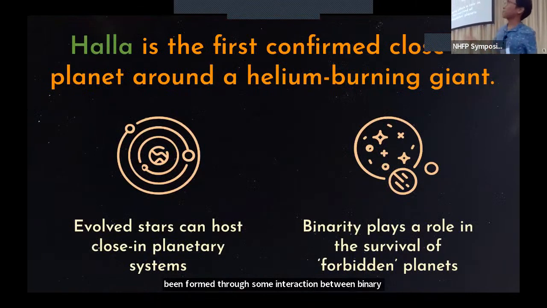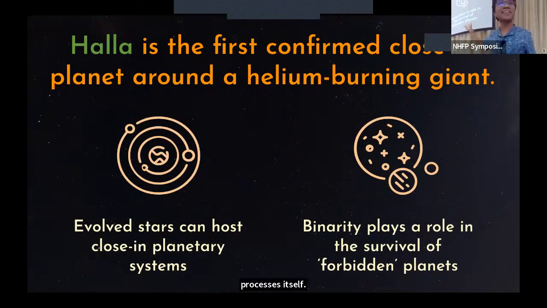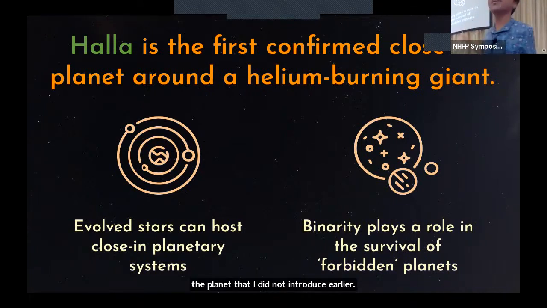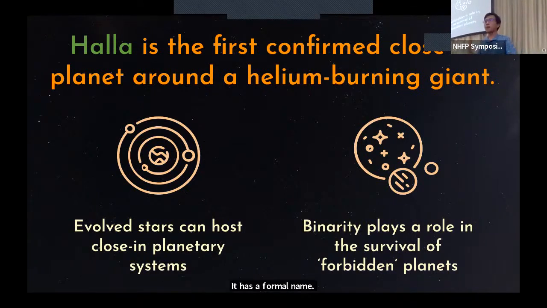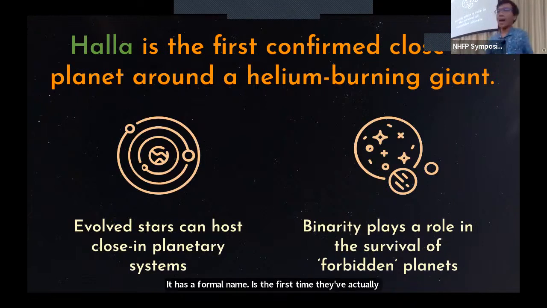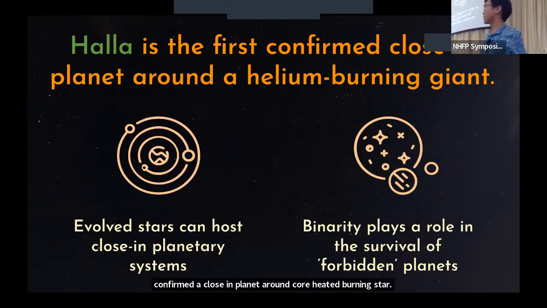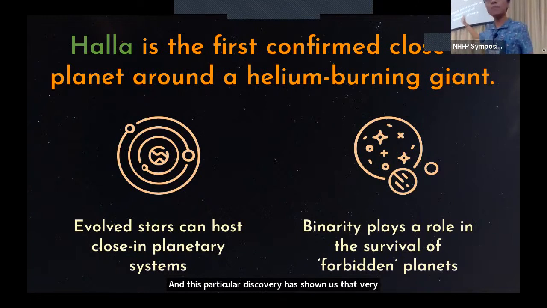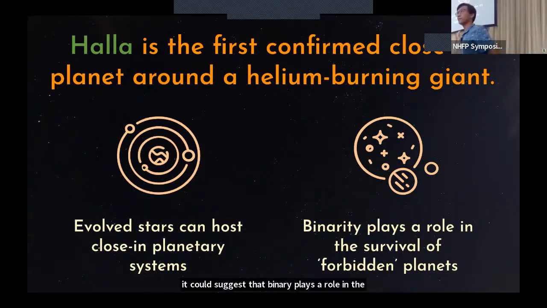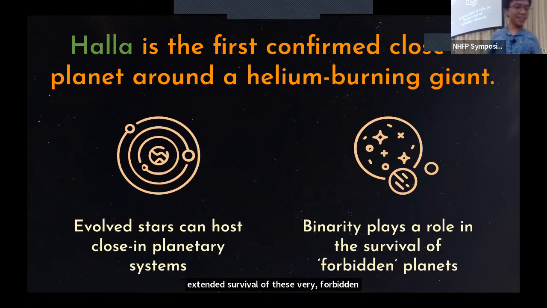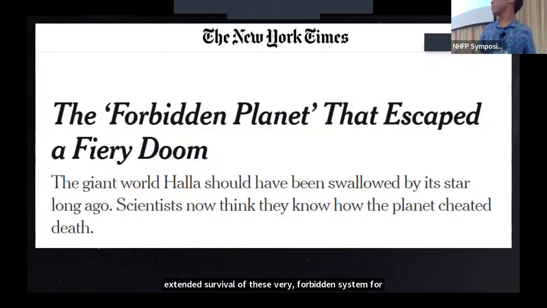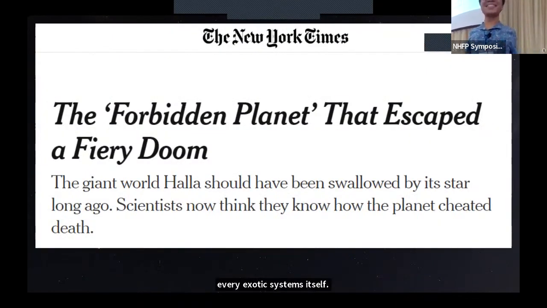So I would just like to say Hala, which is actually the name of the planet that I did not introduce earlier, it has a formal name, is the first time they've actually confirmed a close-in planet around a core helium-burning star. And this particular discovery has shown us that very evolved stars can host close-in planetary systems. And it could suggest that binarity plays a role in the extended survival of these very forbidden systems or very exotic systems itself. And so since Melinda threw a New York Times article earlier, I just thought I'd reciprocate with one of my own.